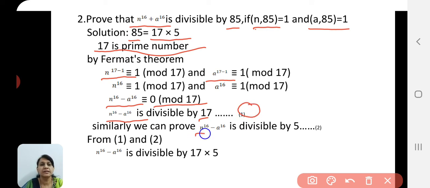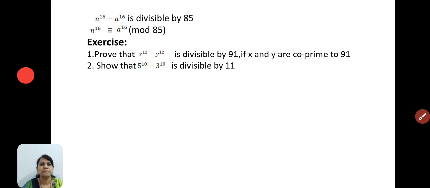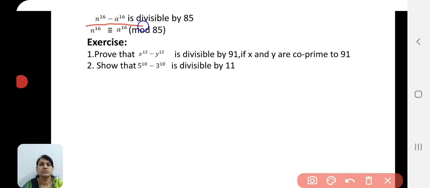Similarly, we can write n raised to 16 minus a raised to 16 is divisible by 5. Call it equation 2. From equations 1 and 2, we can write n raised to 16 minus a raised to 16 is divisible by 17 into 5. That is, n raised to 16 minus a raised to 16 is divisible by 85, or this can be written as n raised to 16 is congruent to a raised to 16 mod 85.